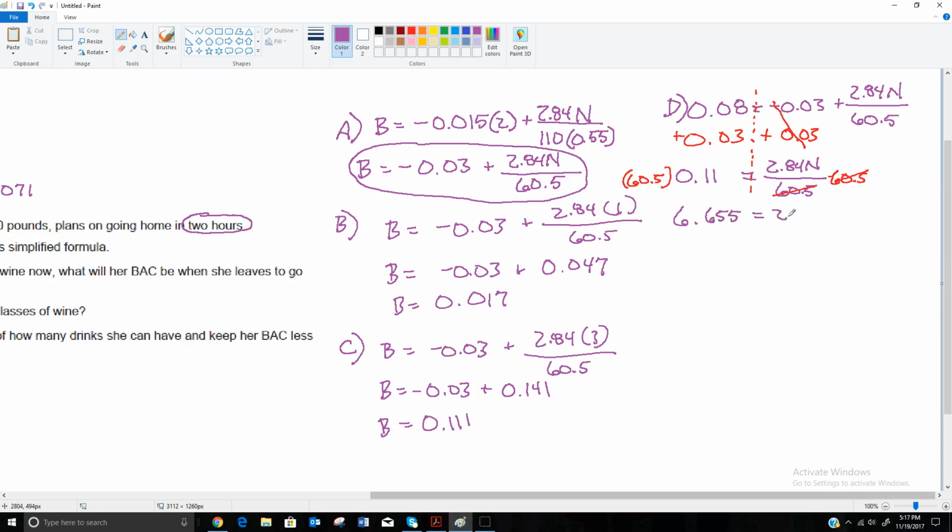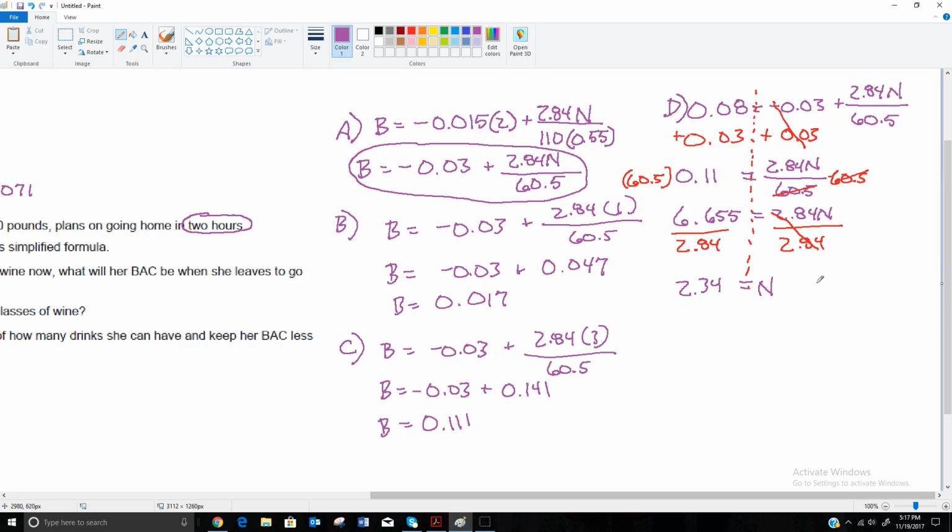And that equals this 2.84 n that I have on this side. And now to get rid of 2.84 n, that's a multiplication, so I'm going to divide, and do that on both sides. That way the division will cancel the multiplication, and all I have left on this side is n. And 6.655 divided by 2.84 is 2.34.